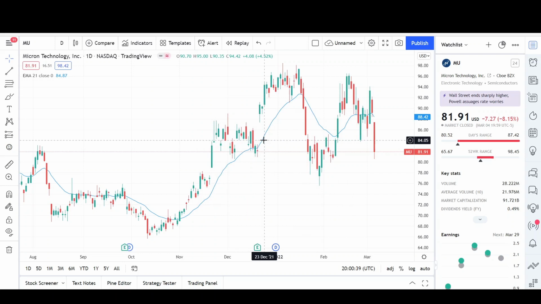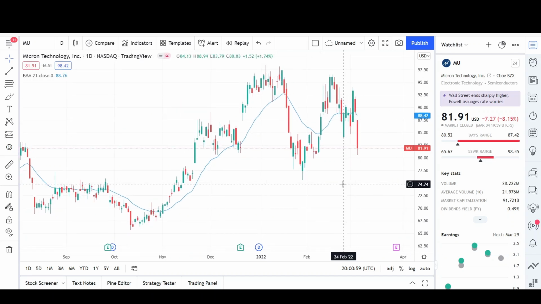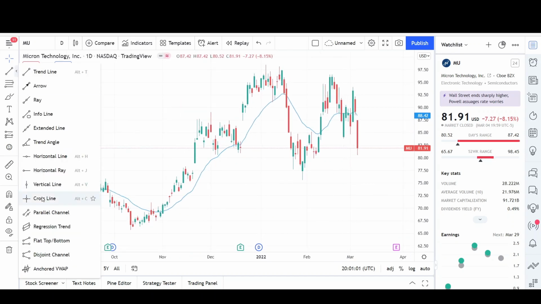I will first go over what I see on the daily chart and finish the video off with the weekly chart. So Micron was also another stock that I never looked at before. Nonetheless, I can still do technical analysis on any stock. So let's take a look at the daily chart.